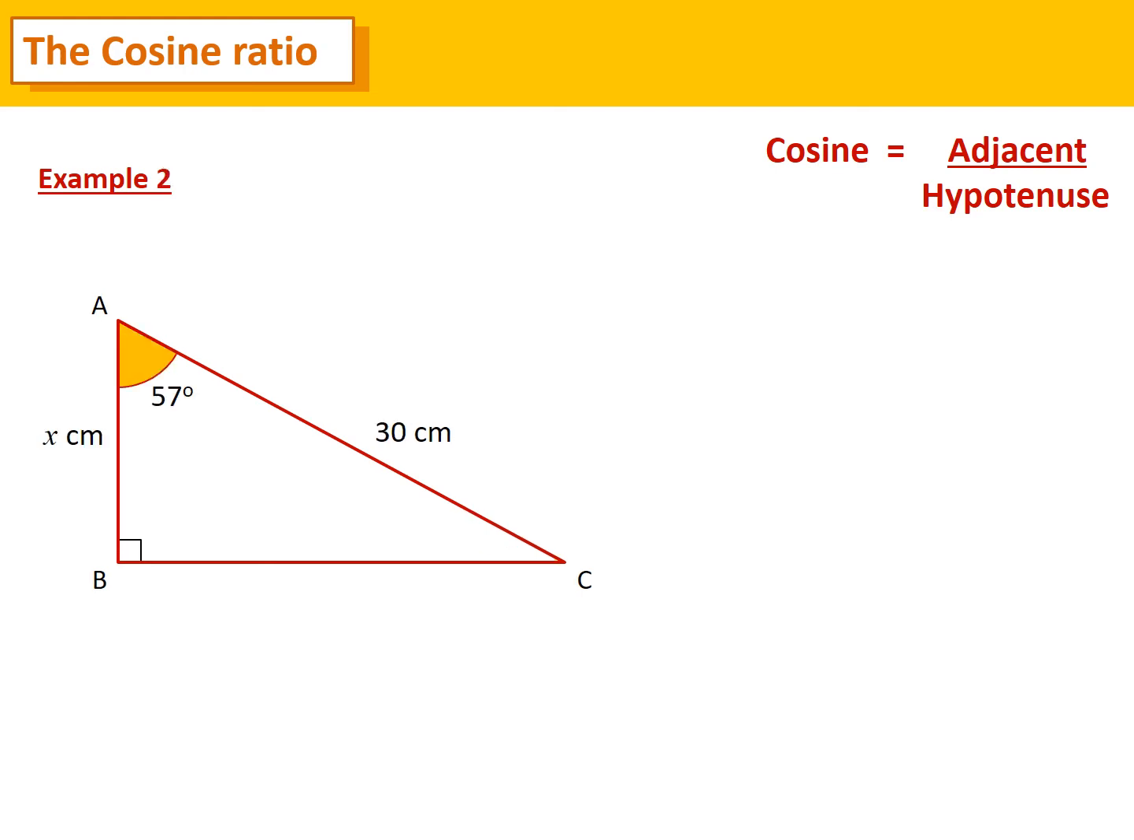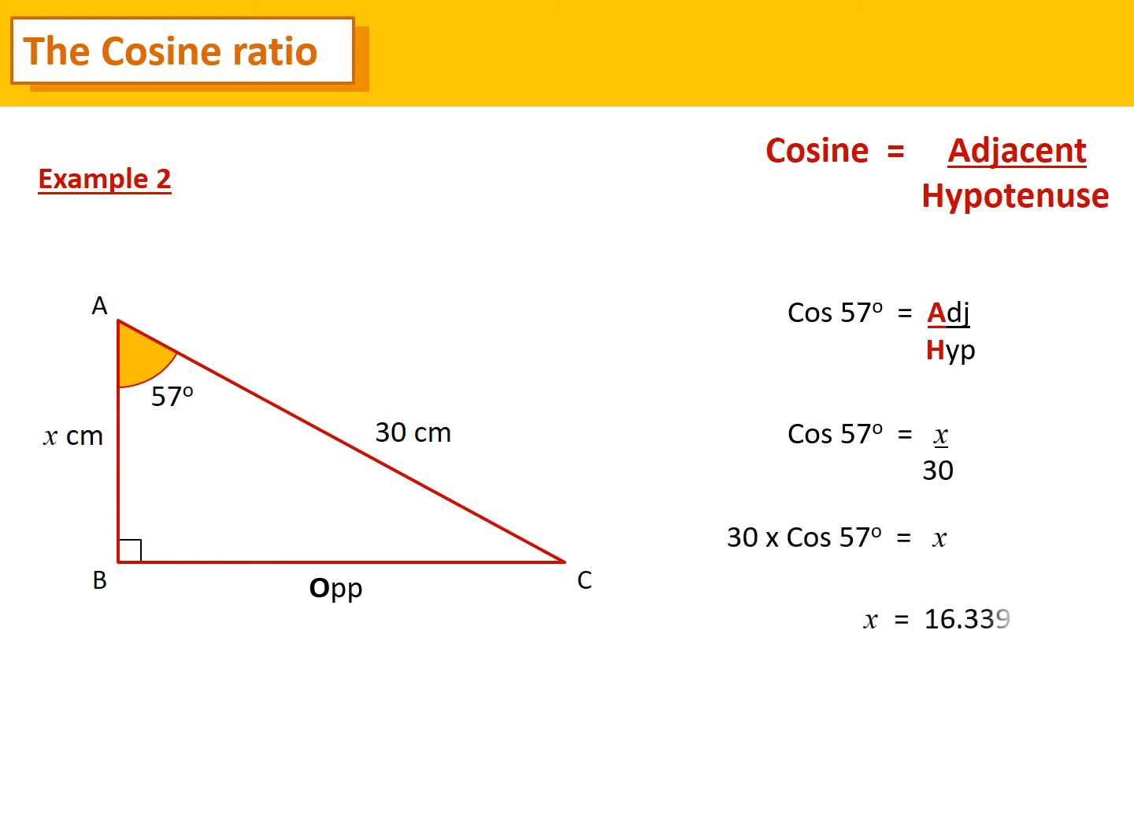Here is example 2. Let's identify the opposite side. So from this we can see that x must be the adjacent and 30 must be the hypotenuse. Therefore cosine 57 degrees is x divided by 30. We multiply both sides by 30 to find x. We type that into our calculator and then we round off appropriately.